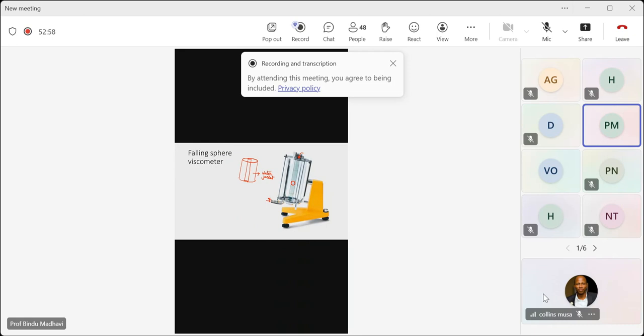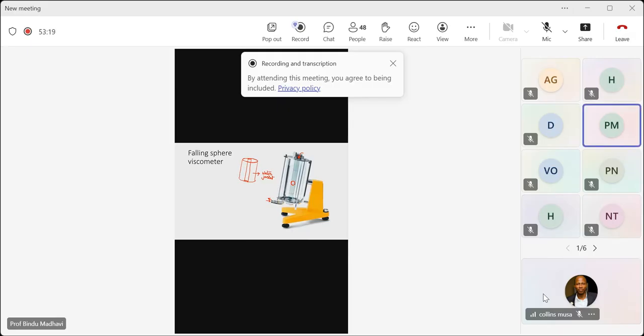So that is the construction of this falling sphere viscometer. Am I clear about the construction? Yes, Prof. This whole arrangement is mounted onto the stand so that you can flip it upside down. So that is the construction.